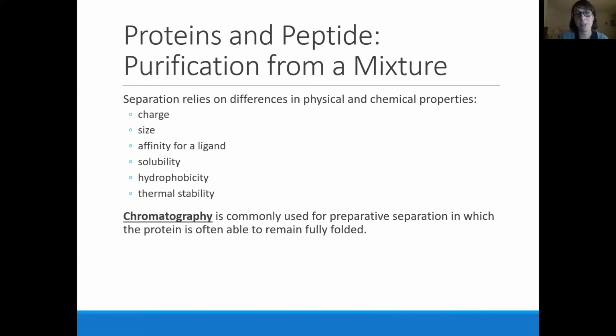One particular type of separation method is the most commonly used, and that is using chromatography. This is any type of separation in which the protein is able to remain fully folded and is separated based on one of these particular chemical properties. We've talked about chromatography in organic chemistry, and chromatography is also often used for small organic compounds, similarly to separate them from a mixture of other compounds.